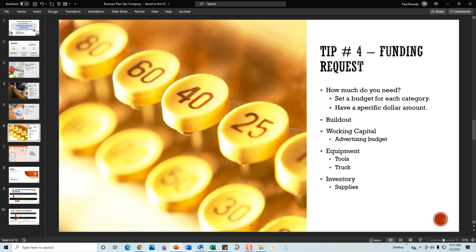All right, move on to number 4, funding request. When you are doing your funding request section for the business plan in the construction industry, first and foremost, right off the leadoff batter for your funding section should be how much money you need to either A, start your construction business, or B, expand your construction business. Make sure it's a specific dollar.